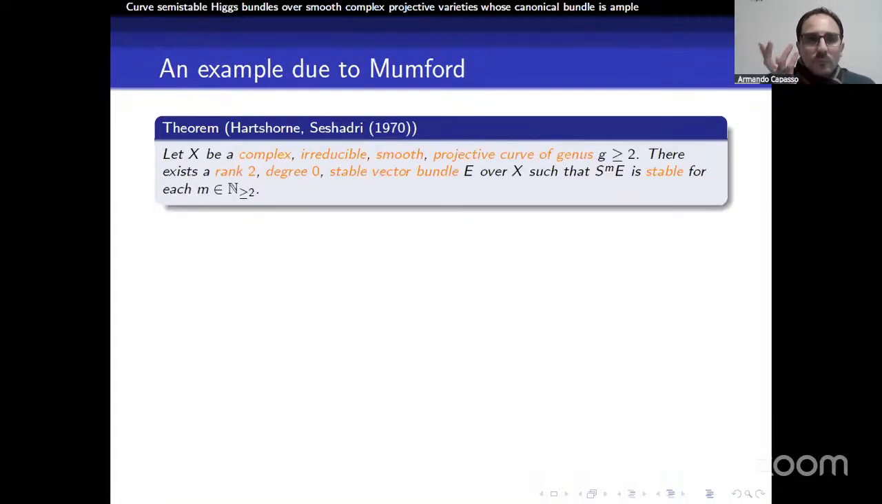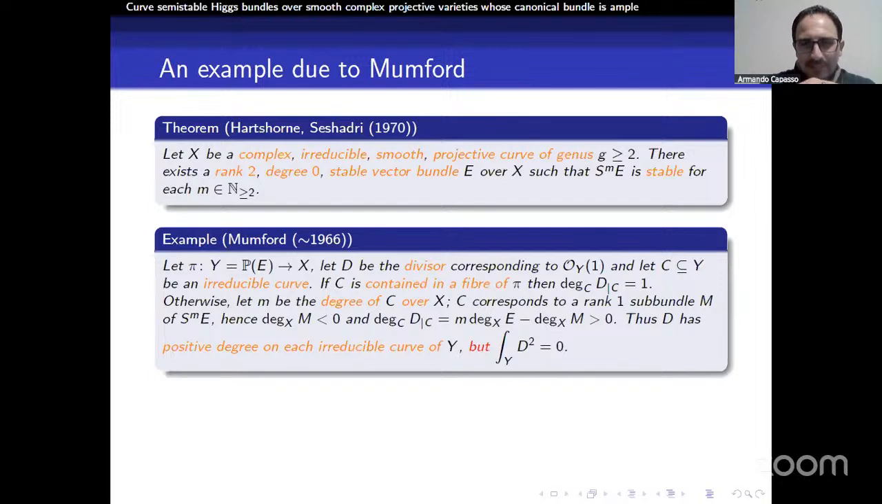Okay, now I'm explaining an example due to Mumford. The history is not linear. Drezet, by a suggestion of Seshadri, proved the following theorem. Let X be a complex irreducible smooth projective curve of genus greater or equal than 2. There exists a rank 2 degree 0 stable vector bundle E over X such that the symmetric powers of E are semistable. In general, this theorem works in any rank, but I need only the rank 2 case.